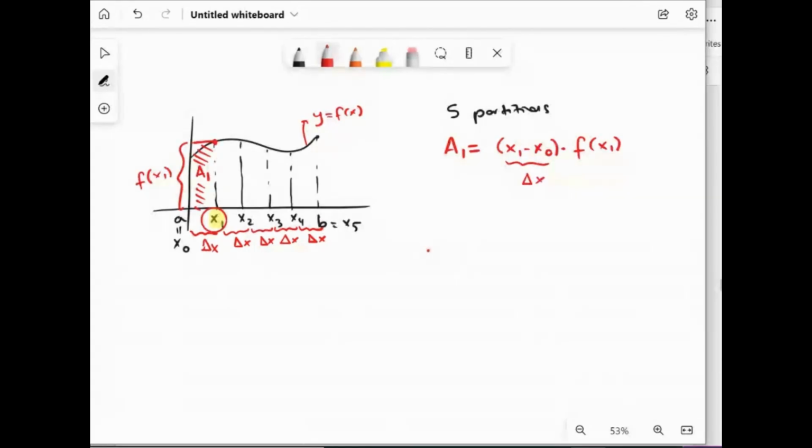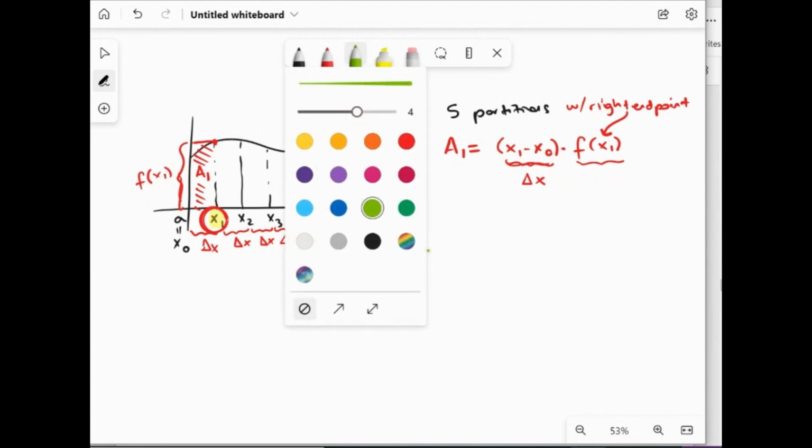And so area 1 will be equal to the width, which is delta x, times the height, which is found by plugging in the right endpoint. Let me just say here we are just using the right endpoint. So here the right endpoint is x1. So we just plug it into the function to find the height of the function. We evaluate the height of the function by plugging in this point, and this will be the area for the first rectangle.